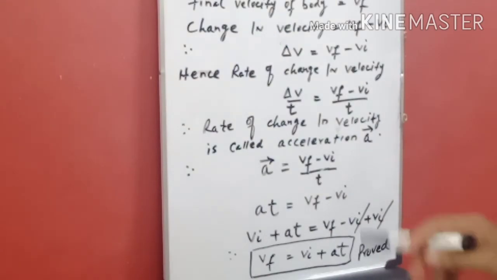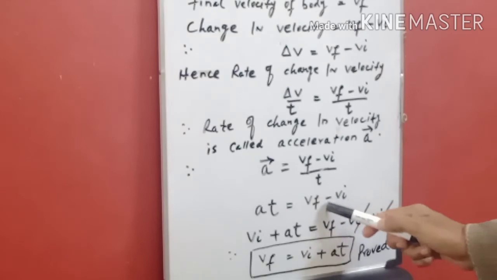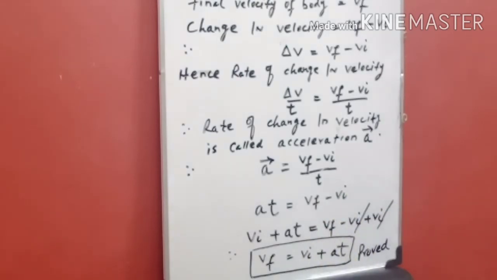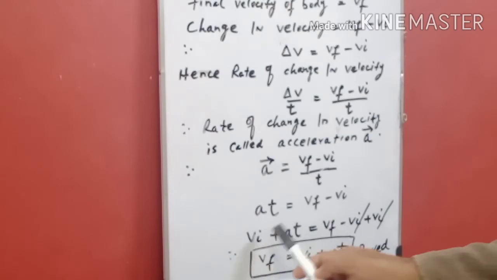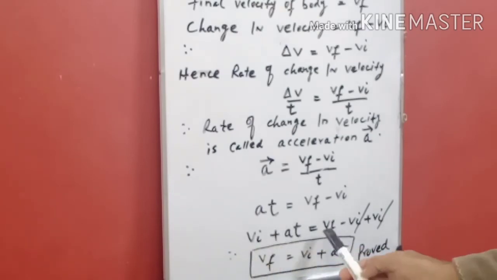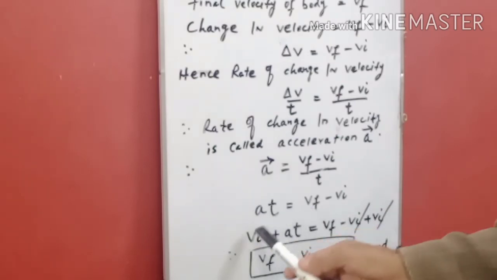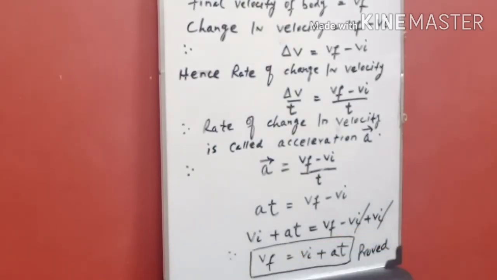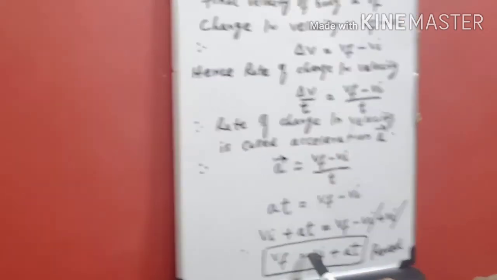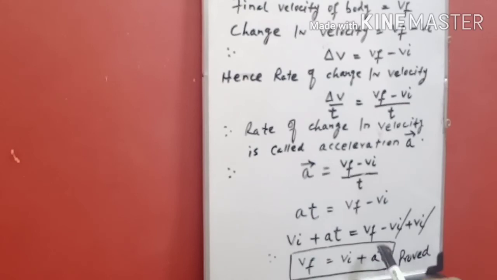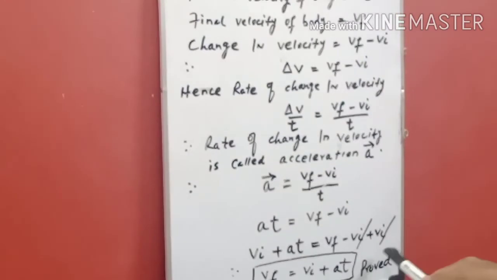Now another step of mathematics: when a term on the right or left side has a negative sign, it shifts to the other side as positive. We add Vi to both sides, so we have Vi plus At on the left side as well as on the right side. On the right side, minus Vi and plus Vi cancel, and Vi shifts to the other side. Therefore, we obtain Vf equals Vi plus At. Hence, it is proved.